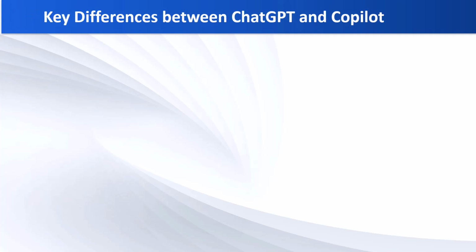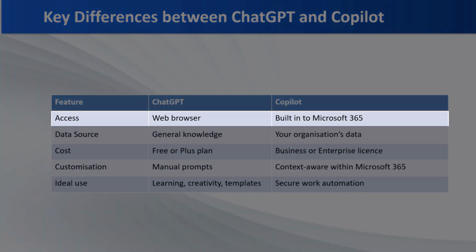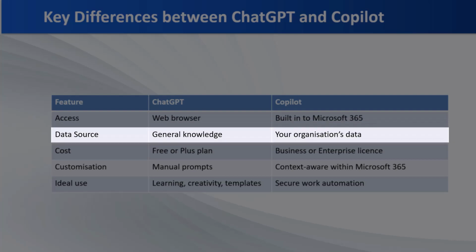So what are the key differences between the two? Well, let's take them one by one. The access in ChatGPT is via your web browser, whereas with Copilot, it's already built into Microsoft 365. The data source that it's trained on for ChatGPT is general. In Copilot's case, it's your organization's data.